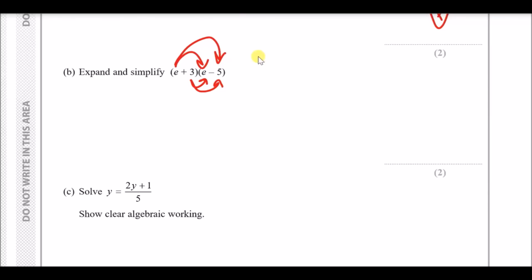So doing it step by step, you can do e times e, which is e squared. e times minus 5 is minus 5e. 3 times e is plus 3e. And then finally, 3 times minus 5 is minus 15. And then collect like terms.